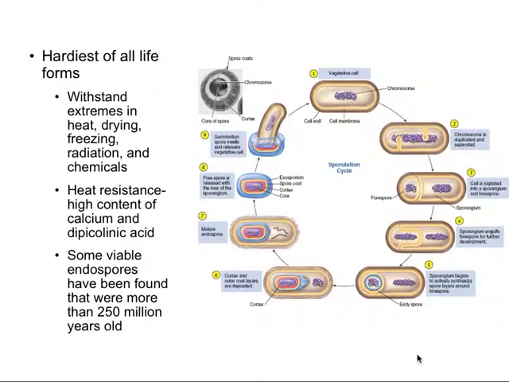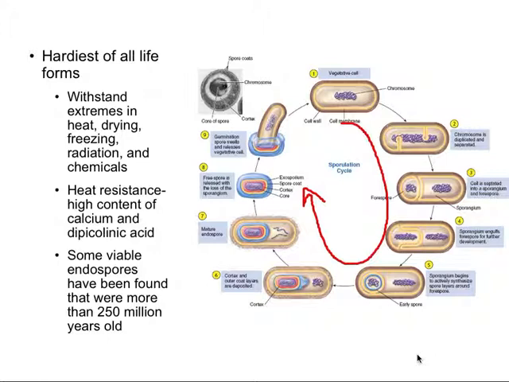Formation of the spore from the vegetative state takes about 6 to 8 hours. Once the free spore is released and the sporangium is lost, it's the hardiest of all life forms. It can withstand extremes in heat, drying, freezing, radiation, and chemicals. This heat resistance is possibly due to the high content of calcium and dipicolinic acid. Heat inactivates proteins and DNA, but this process requires water. The role of the calcium and the dipicolinic acid is to remove water from the endospore. Without this water, it's more resistant to heat as well as drying.